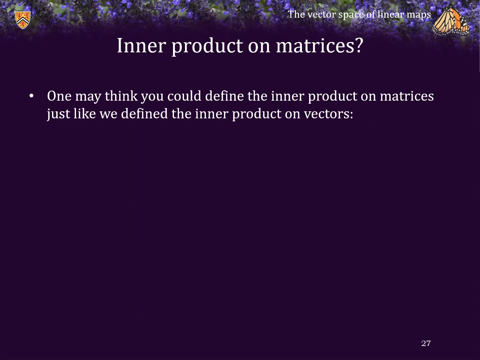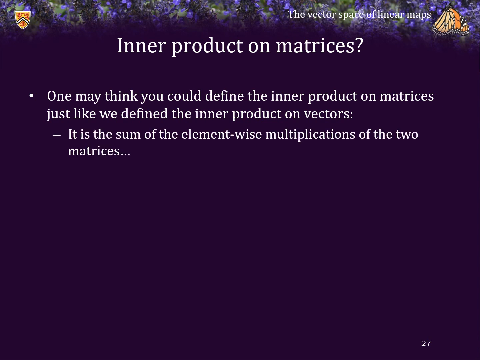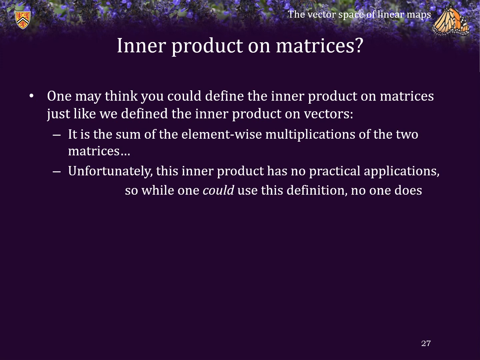Now, one may think that you may be able to define an inner product on matrices or an inner product on linear maps, just like we did for finite dimensional vectors. One could, at least for matrices, just define the sum of the element-wise multiplications of the 2 matrices, but once again, as you may guess, this has no practical applications, and so while one could use this definition, no one does.